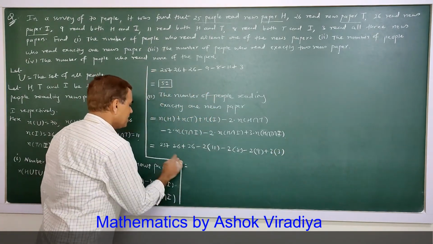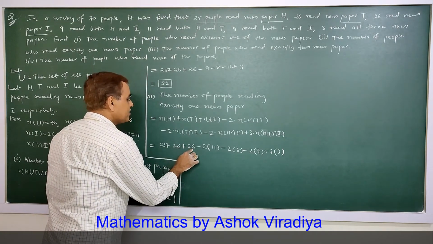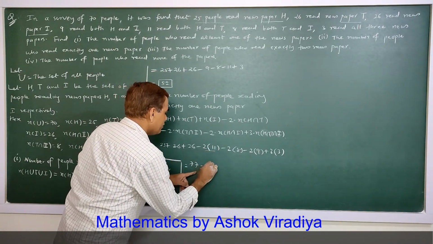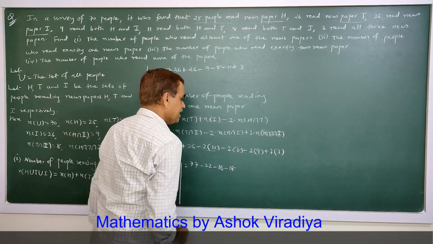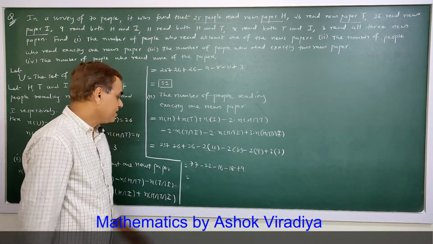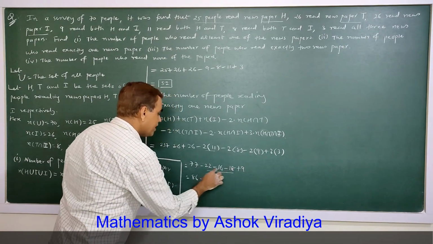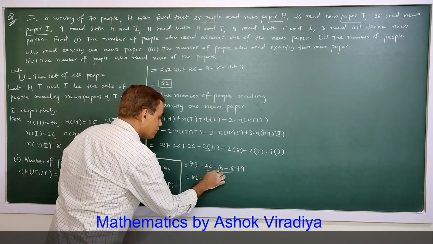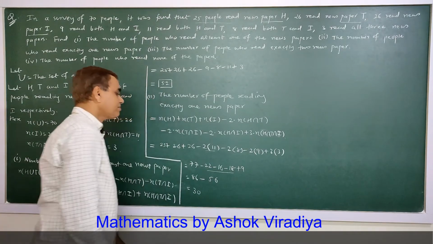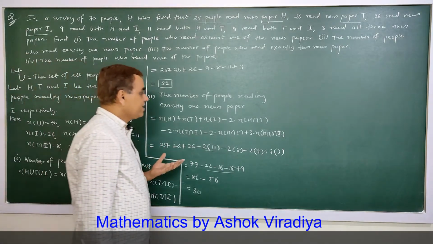So this sum is 25 plus 26 plus 26, that is 77. This is 77, minus 22 minus 16 minus 18 plus 9. So it is equal to 77 plus 9, so it is 86, minus the sum of these numbers: 8 plus 2 is 10, 10 plus 6 is 16, then 1 plus 1 is 2, plus 1 is 3, plus 2 is 5. 86 minus 56, that is 30. So 30 people read exactly one newspaper.